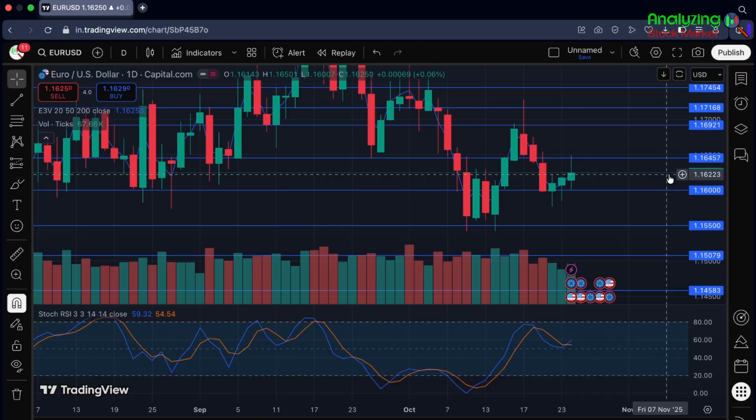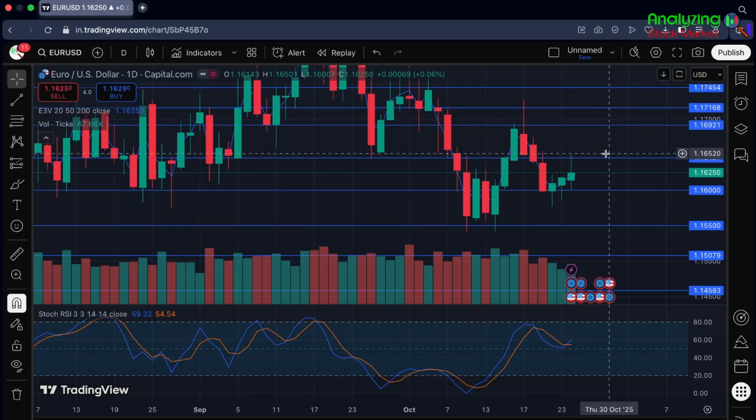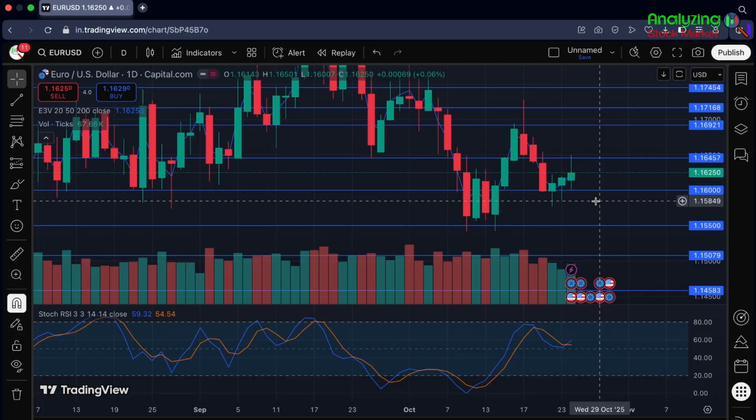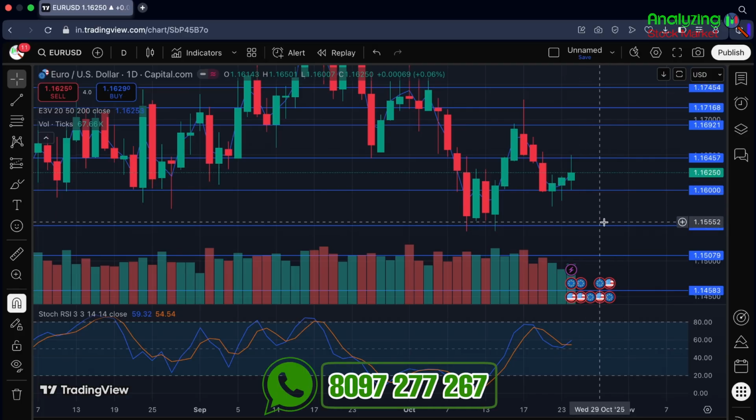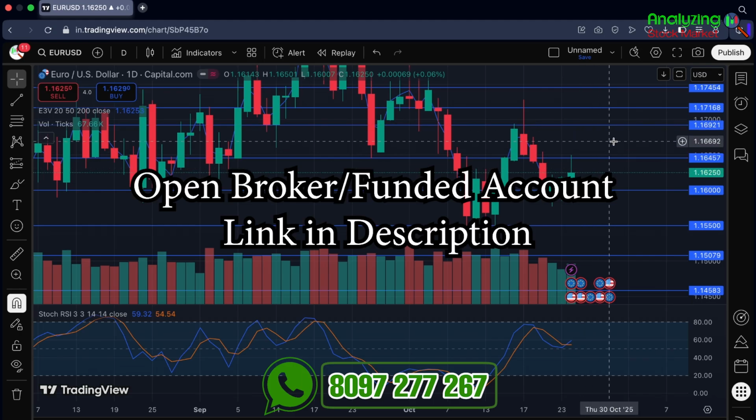So let's now talk about my opinion on Euro USD for this week. I'm expecting a positive move around this range, that is 1.16457 to 1.16921, and I'm expecting a positive closing in this range. If you're going for any short trade, then only go for a short trade once 1.16000 gets breached and a one-day candle gets closed below this, then we can go for a short trade till 1.15500. So overall I'm expecting a positive closing in this range.